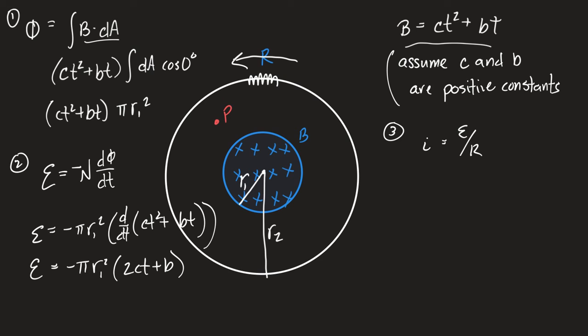At point P, is there a magnetic field? And if so, is it into or out of the board?